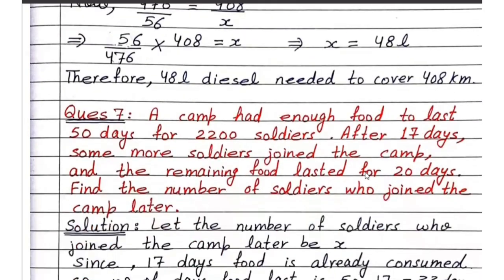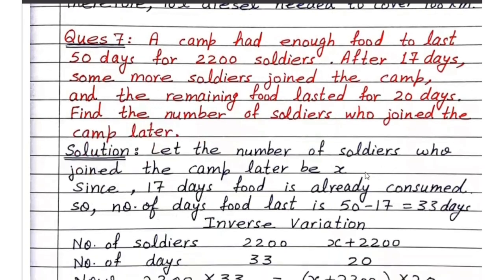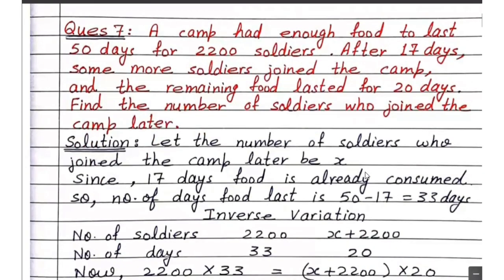Now children, let us move to the next question, that is question number 7. Here the question is: our camp had enough food to last 50 days for 2200 soldiers. After 17 days, some more soldiers joined the camp and the remaining food lasted for 20 days. Find the number of soldiers who joined the camp late.